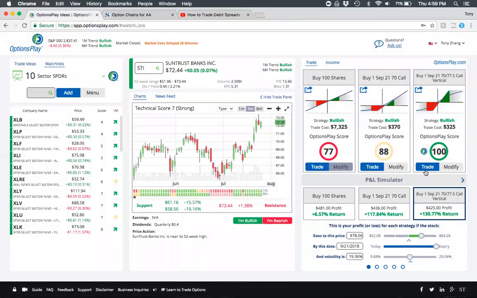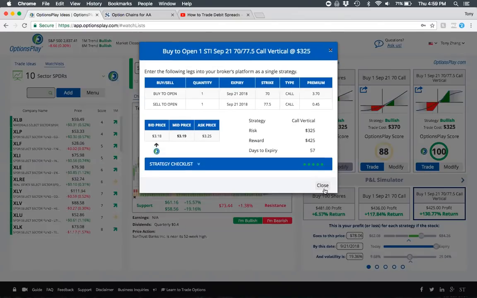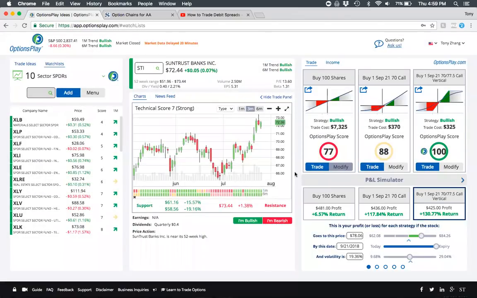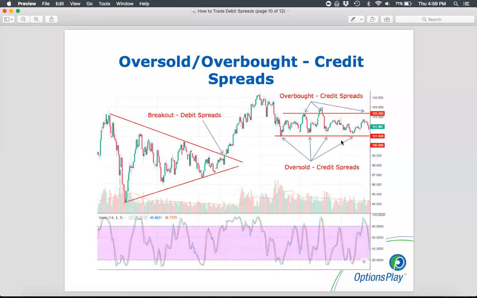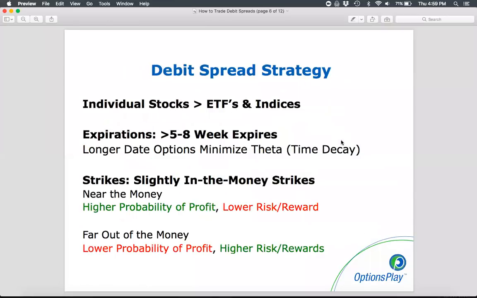You just simply hit the trade button and it allows you to go ahead and look at the details and the strategy checklist. So that is just a quick summary of all the things that I want to talk to you guys about here today. I'll open this up for Q&A in a second. I just want to reiterate again, if you're looking to buy debit spreads, this is really only for when you're expecting a large move on individual stocks.